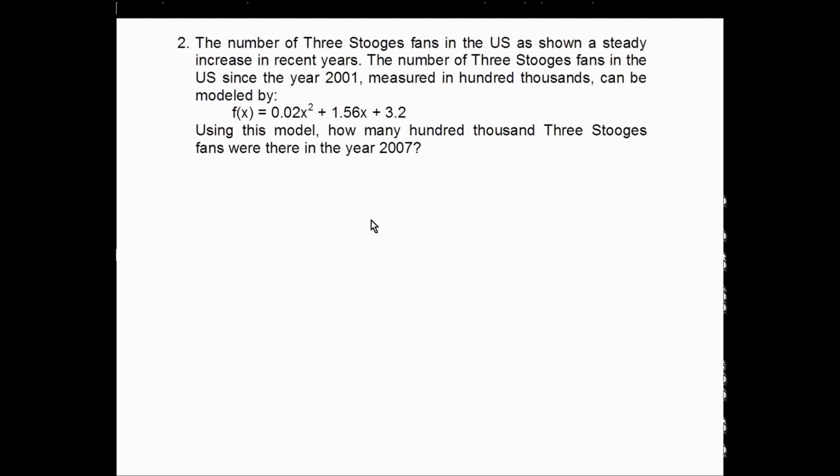Okay, let's try one more. The number of Three Stooges fans in the U.S. has shown a steady increase in recent years. The number of Three Stooges fans in the U.S. since the year 2001, measured in hundred thousands, can be modeled by f(x) = 0.02x squared + 1.56x + 3.2. Using this model, how many 100,000 Three Stooges fans were there in the year 2007?